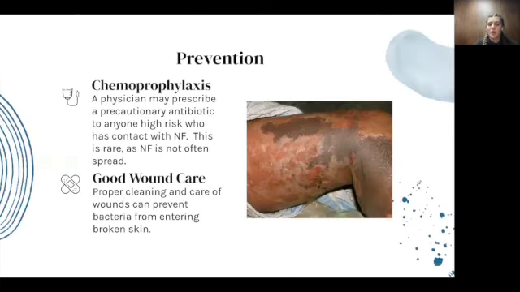So now we're going to talk about prevention. We have chemoprophylaxis, and that is when a physician may prescribe a precautionary antibiotic to anyone who is high risk, who has had contact with necrotizing fasciitis. But this is really rare, as necrotizing fasciitis is not often spread and you don't want to overprescribe antibiotics.